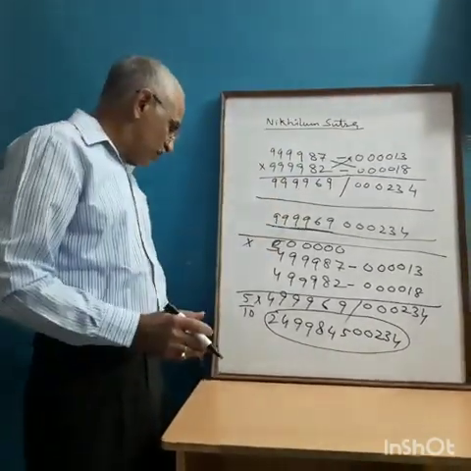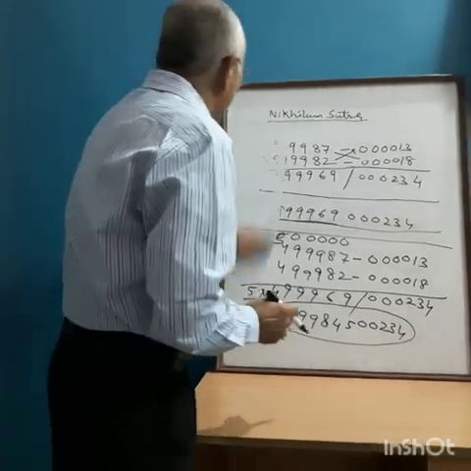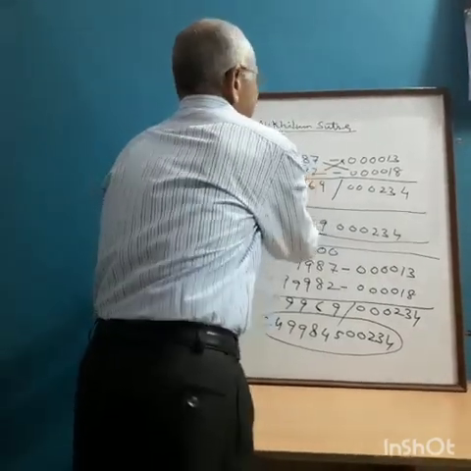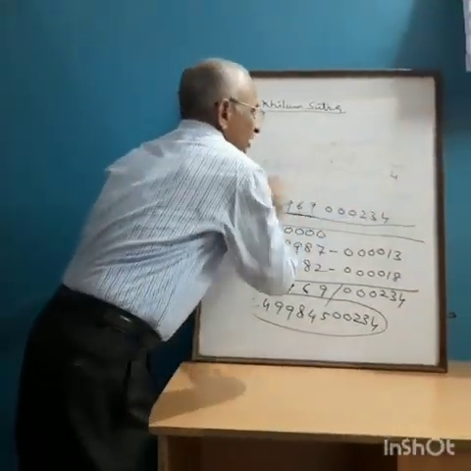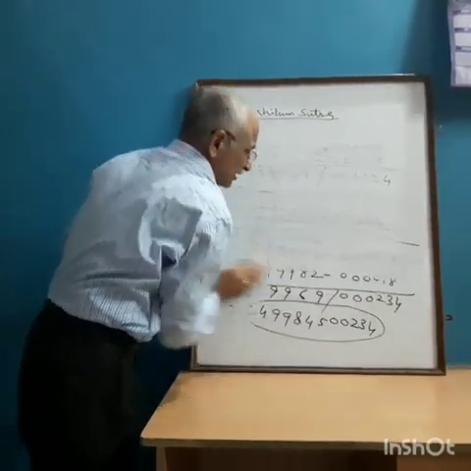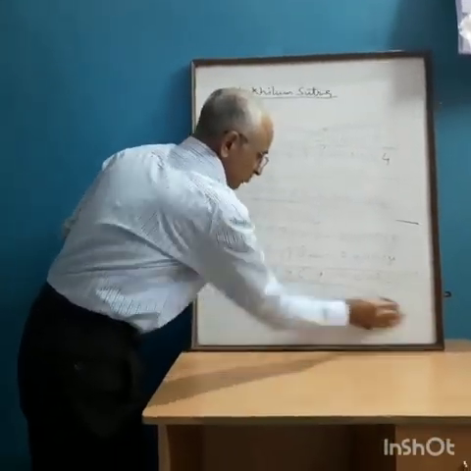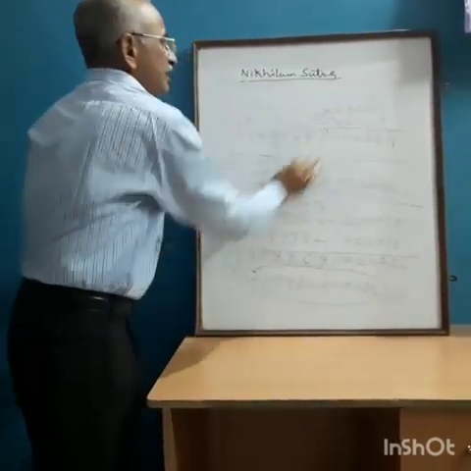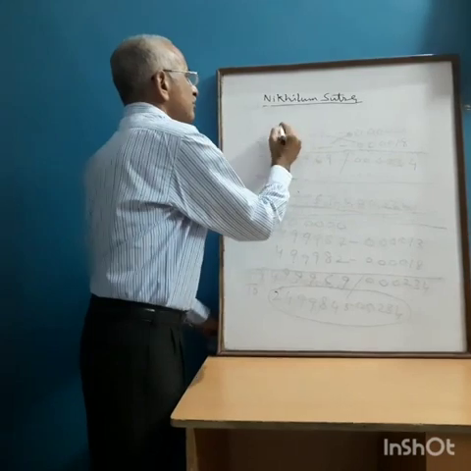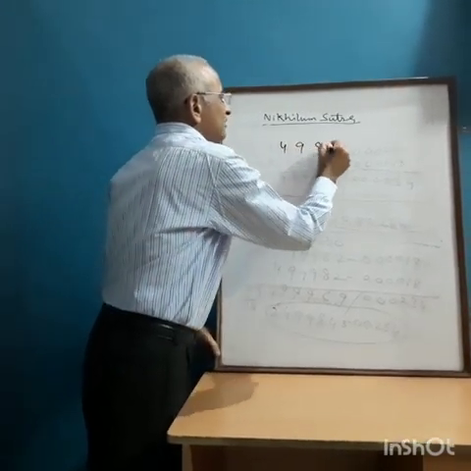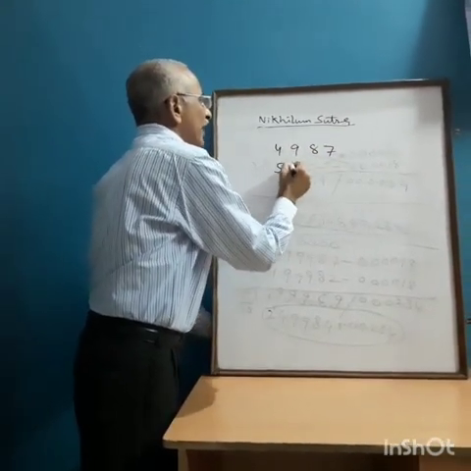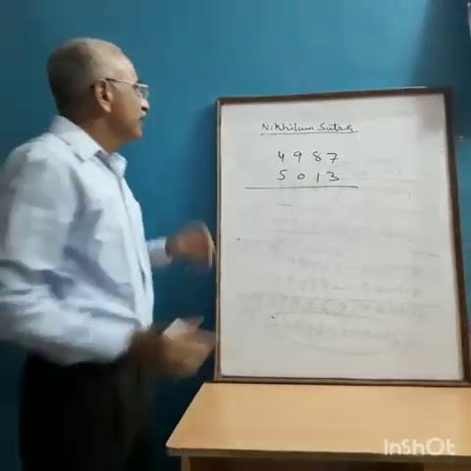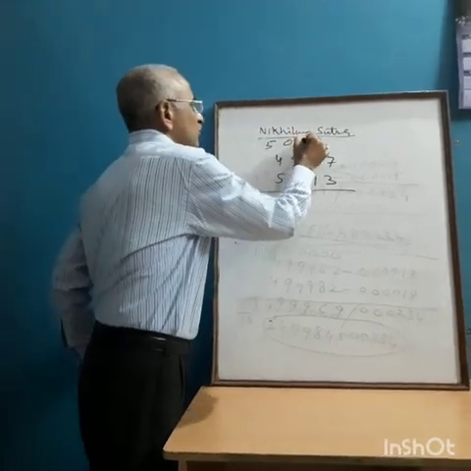Not only this, when you are having, let's consider, one number greater than the base number and one smaller than the base number, how are you going to proceed? This can also be done by using this Nikhilam Sutra. I am going to take a smaller number to explain this. Here, let's consider you are having 4987 and here 5013. These two numbers are there. Here you are taking the base number as 5000.